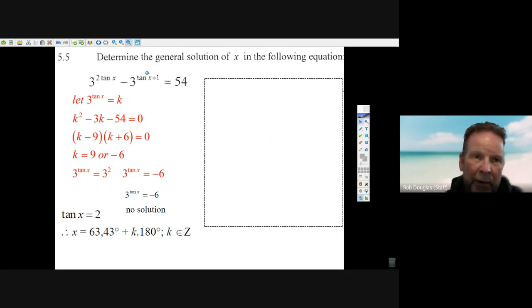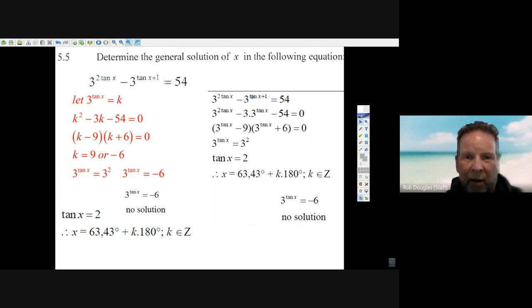Here's what the memo and the government memo looked like, which is really the same thing. It's just a little harder to follow it all when you're not using k. I found it easier to use k. They brought 54 over, and then they go 3 to the tan x, 3 to the tan x to give you 3 to the 2 tan x. And they just factor the whole thing. They get exactly the same answer. Okay, that's it.